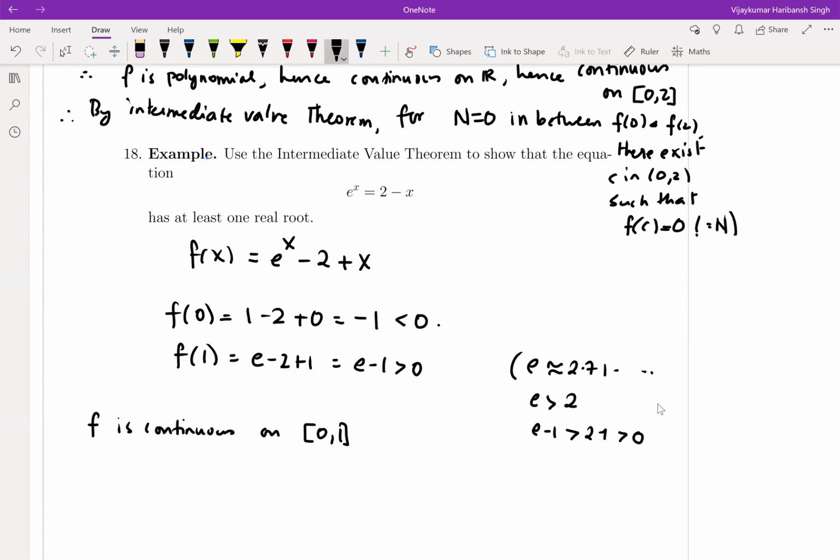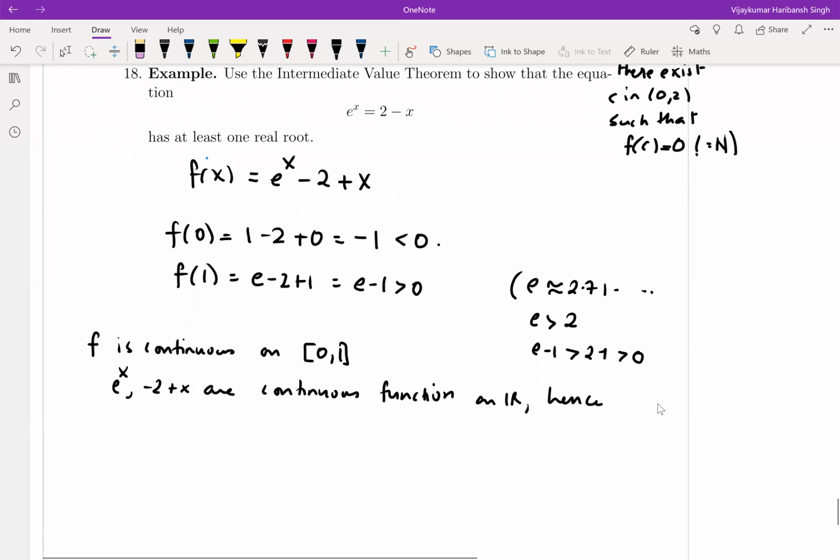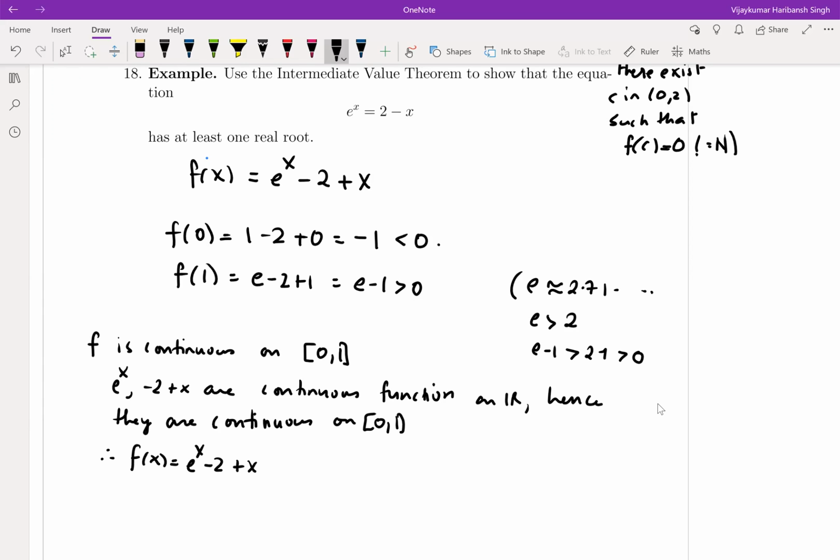And what is the justification? Because e to the x and minus 2 plus x are continuous functions. Actually, they are continuous on R, hence they are continuous on 0, 1. And if you take the sum of two continuous functions, you get a continuous function. Therefore, f of x equals e to the x minus 2 plus x is continuous on 0, 1.